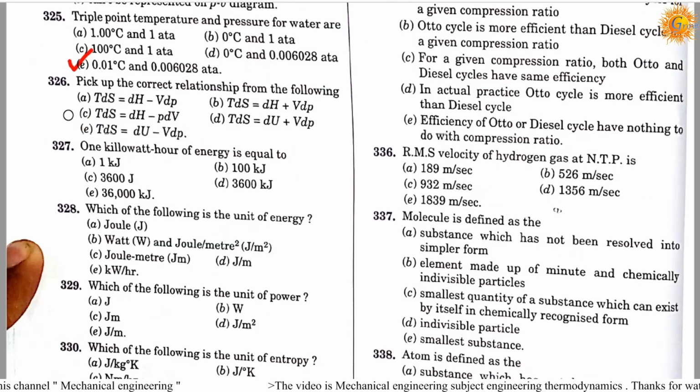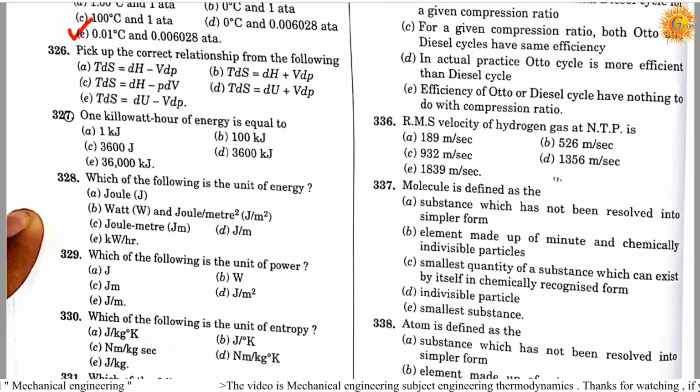Question number 326. Pick up the correct relationship from the following. Option A, TdS is equal to dH minus VdP. Option B, TdS is equal to dH plus VdP. Option C, TdS is equal to dH minus PdV. Option D, TdS is equal to dU plus VdP. Option E, TdS is equal to dU minus VdP. So the correct answer is A.